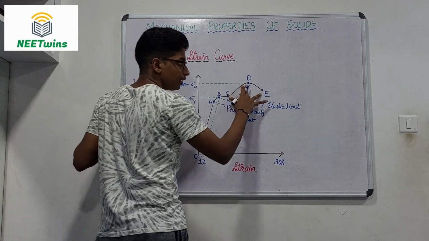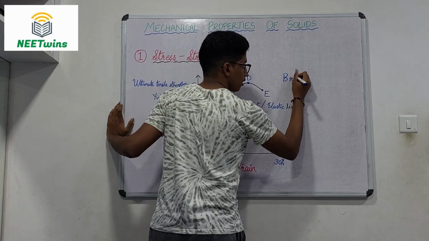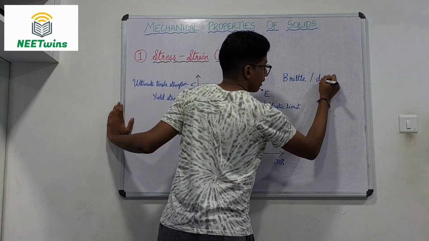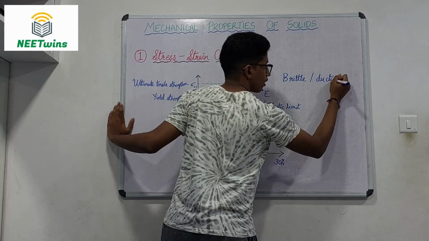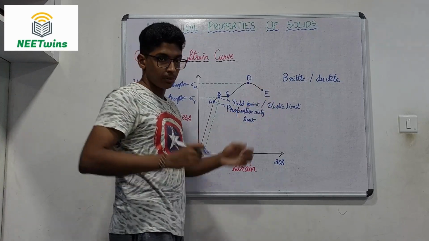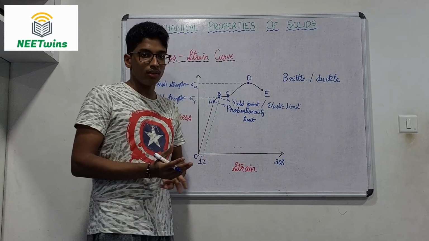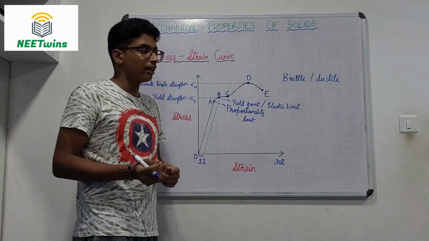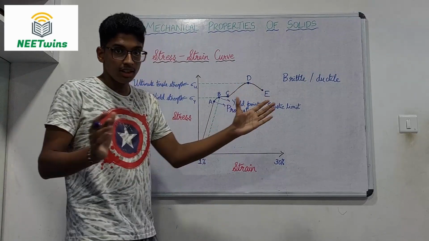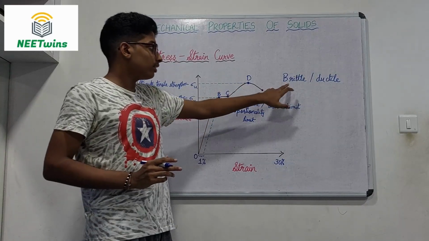Now the distance between D to E determines whether the material is brittle or ductile. I hope you know what is brittle and what's ductile. A material like glass, which breaks when pressure is applied, is brittle, and a material like gold or any metal for that matter, which can be made into thin wires, is known to be ductile. If this distance between D to E is large, then we say that the material is ductile, and if the distance is less, we say that the material is brittle.